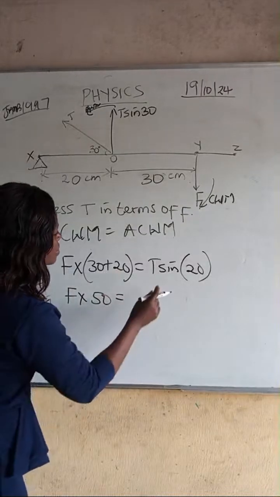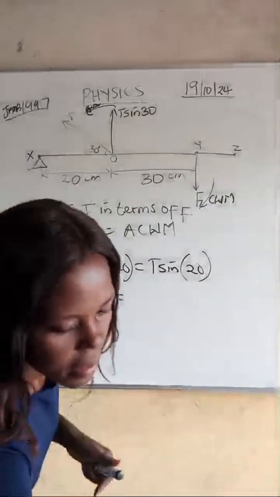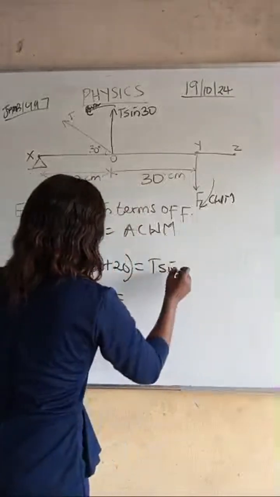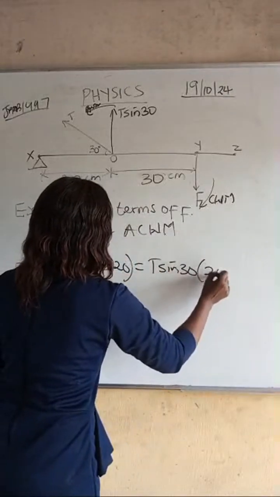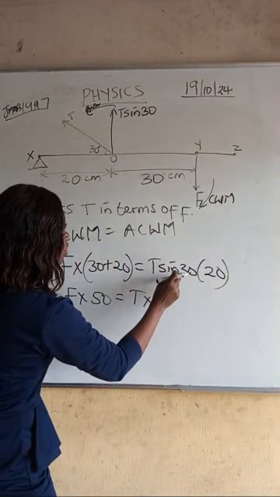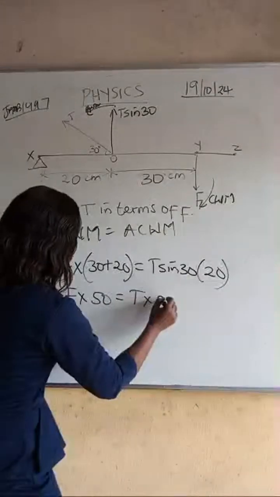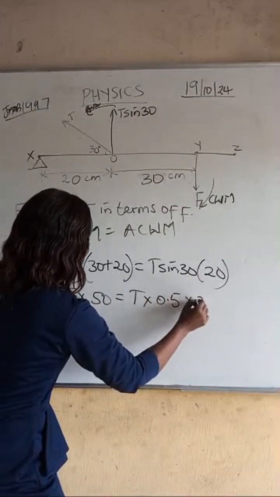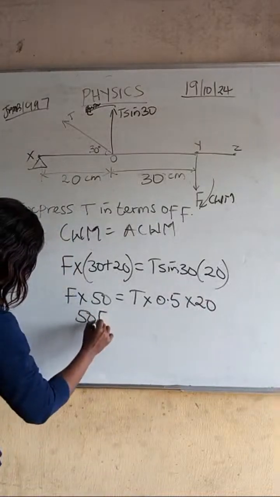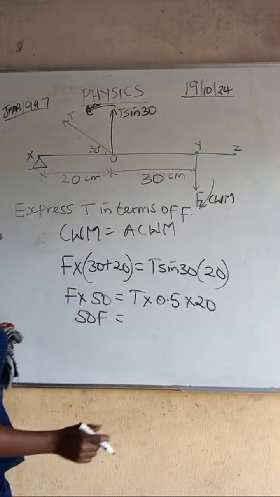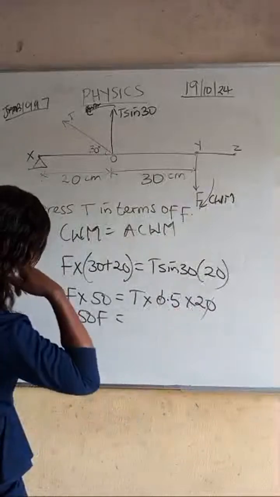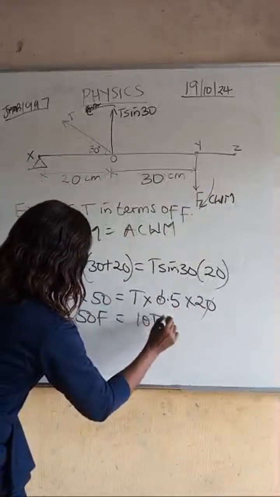Okay, now there is a mistake. This is sine 30, bracket 20. Sorry. So I will have T sine 30, which is 0.5, times 20. Now this is equal to 50F. What do we have? This cancels this, right? Then I have 10.